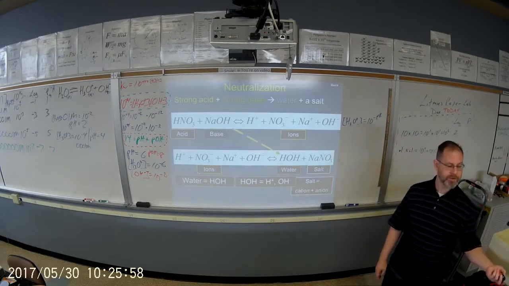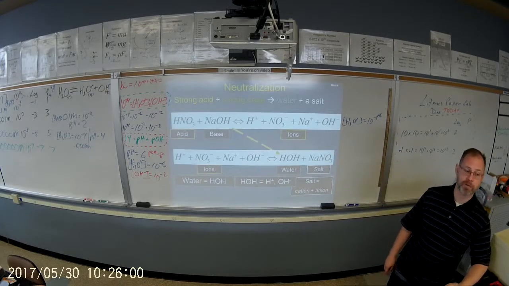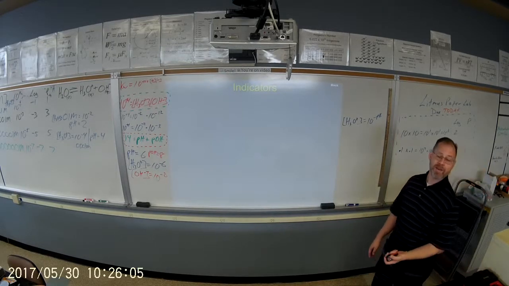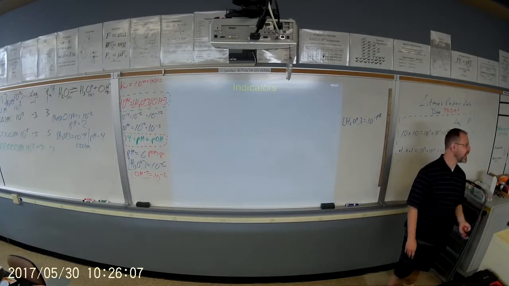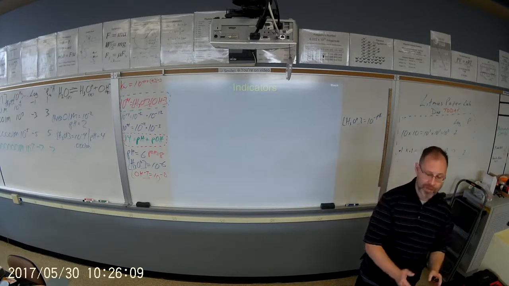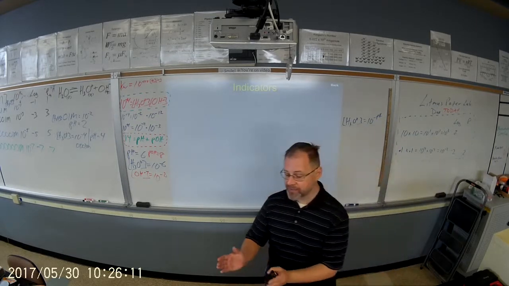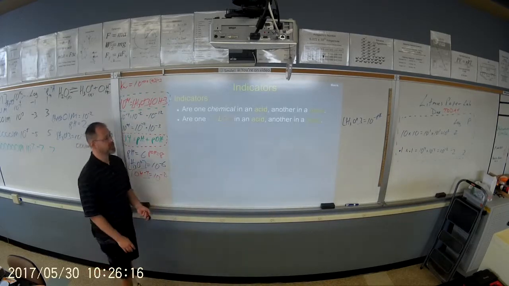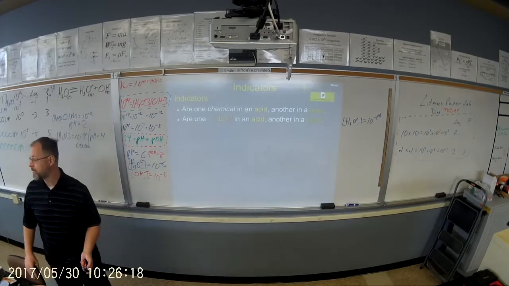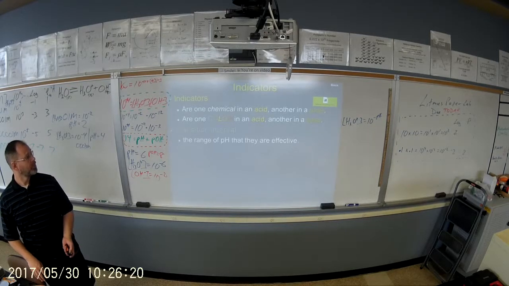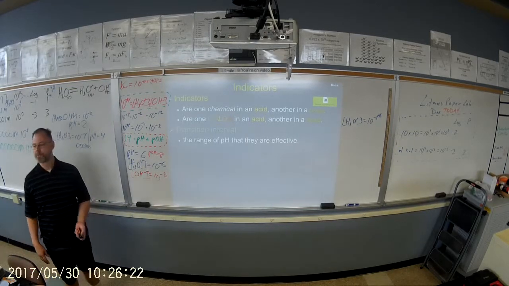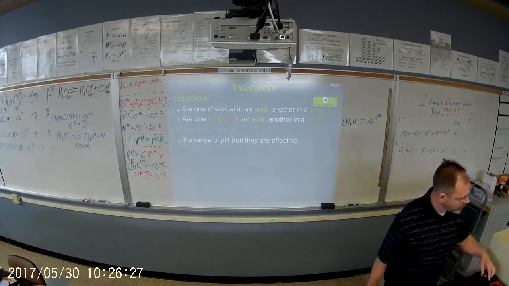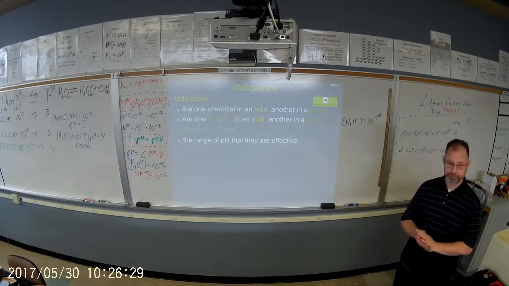Okay, the last thing I want to talk about is something that came up a couple times in the video on Friday, and that is indicators. Indicators are really neat. Indicators are chemicals that are one thing in an acid and something else entirely in a base. They actually change. And because they change, sometimes they become different colors. The transition interval is the range at which they change. And there's 2 really valuable pH indicators.